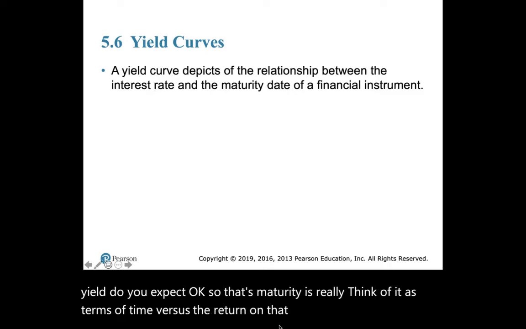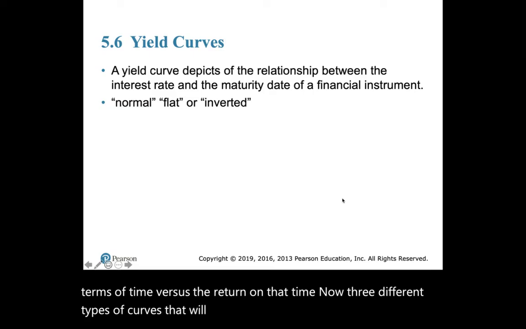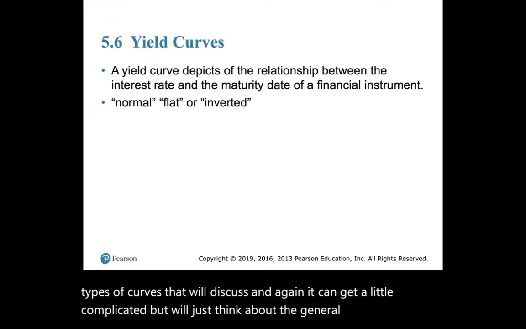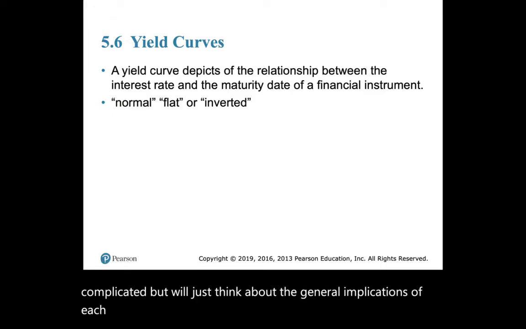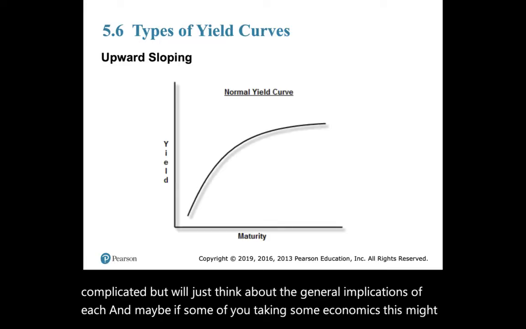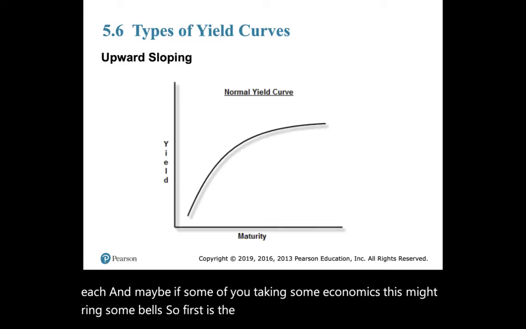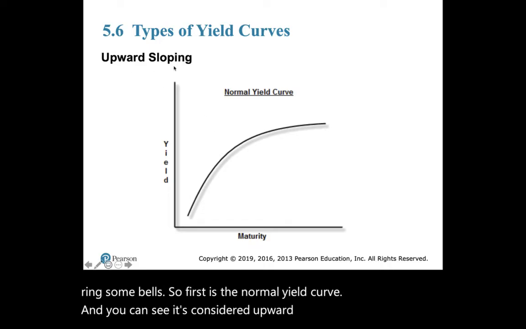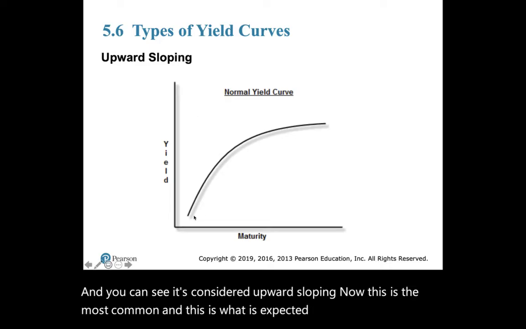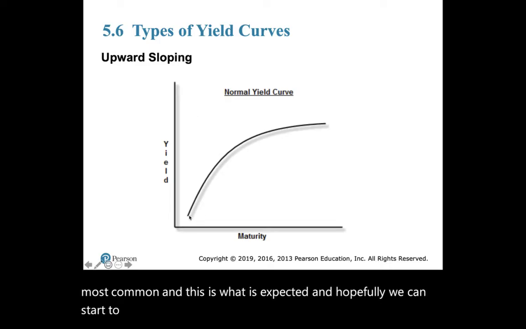Now, there are 3 different types of curves that we'll discuss. It can get a little complicated, but we'll just think about the general implications of each. And maybe if some of you are taking some economics, this might ring some bells. So first is the normal yield curve. You can see it's considered upward sloping. This is the most common, and this is what is expected. And hopefully we can start to understand why it's what we would expect.